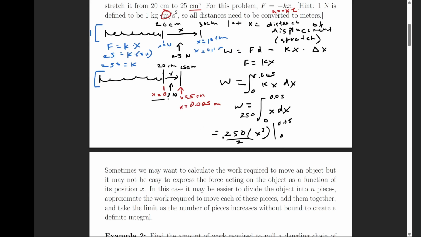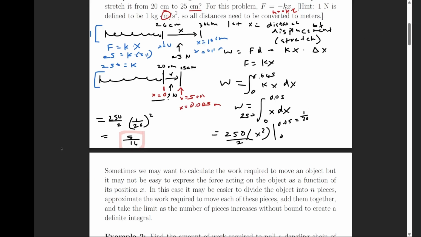So 250 over 2. For this case, you can turn the decimal into a fraction so it's easier, so this is also equal to 1/20 squared, minus 0 squared, which is just 0. Then you solve for this, and that's going to equal 5 over 16, and that's your answer.